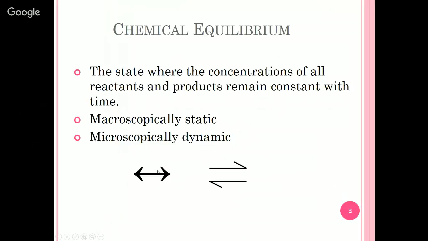So the way that we represent equilibrium reactions is by a back and forth arrow. You can either draw your arrow like this, or the arrows can also be represented in this way, but they mean the same thing.